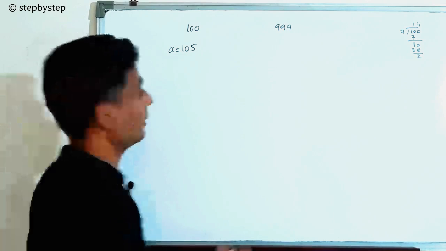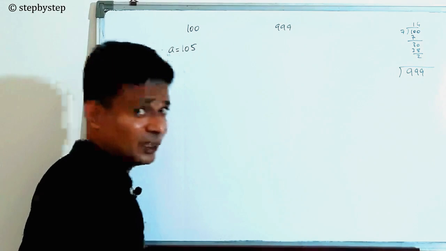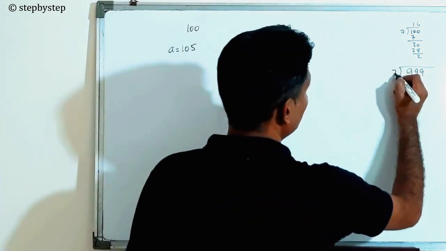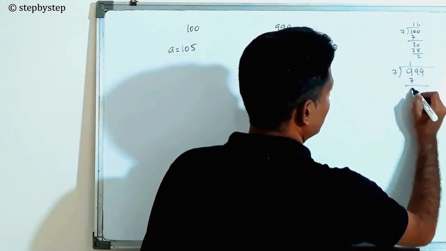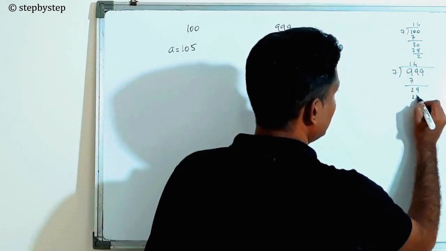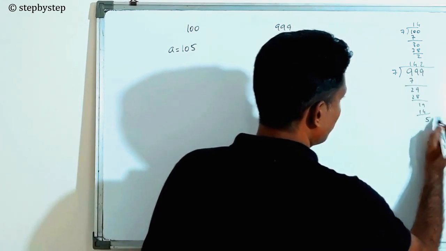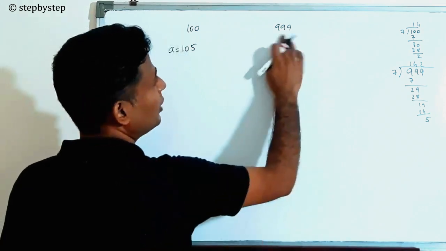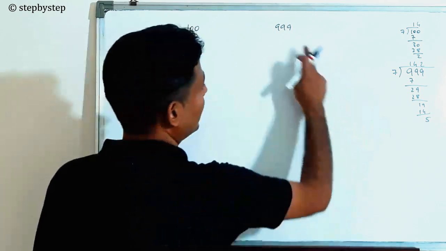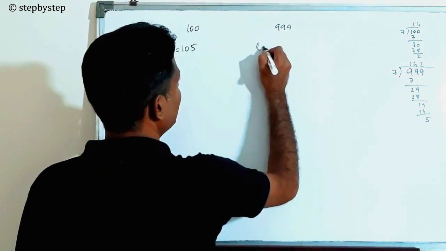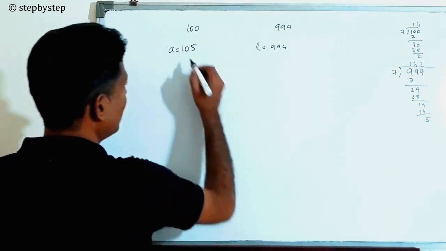We got our a. Now the last 3-digit number is 999. To find the last 3-digit number divisible by 7, we have to divide by 7. 1 times 7 is 7, 29, 4 times 7 is 28, 19, 2 times 7 is 14, 9 minus 4, 5. So the remainder is 5, which means we need to remove 5 from this to find the previous number divisible by 7. So 999 minus 5, so l is 994, right? So we got our first and last term.